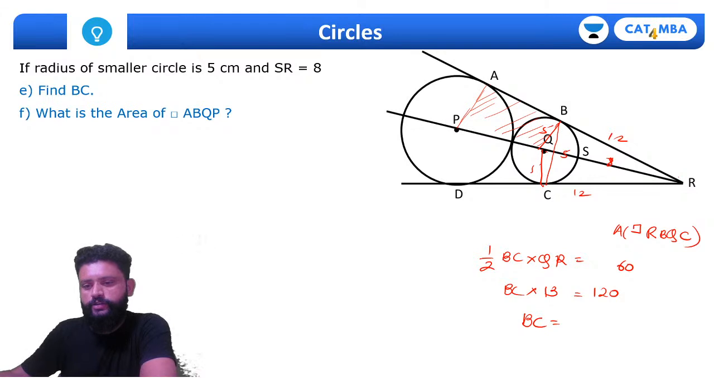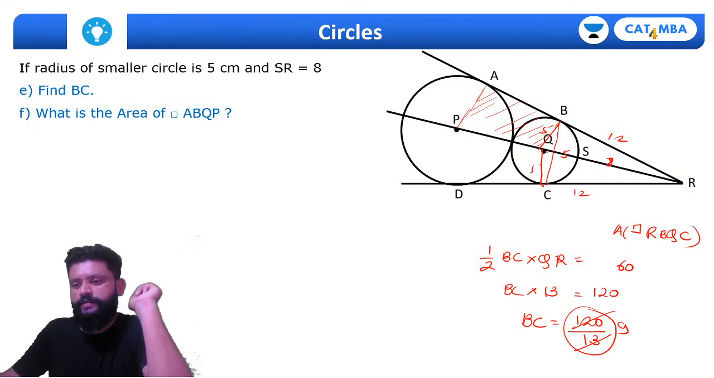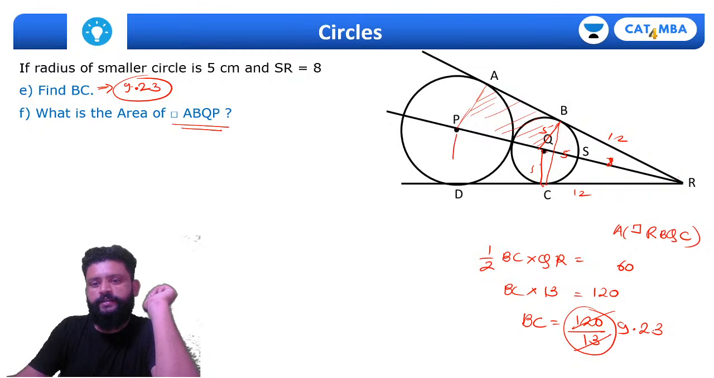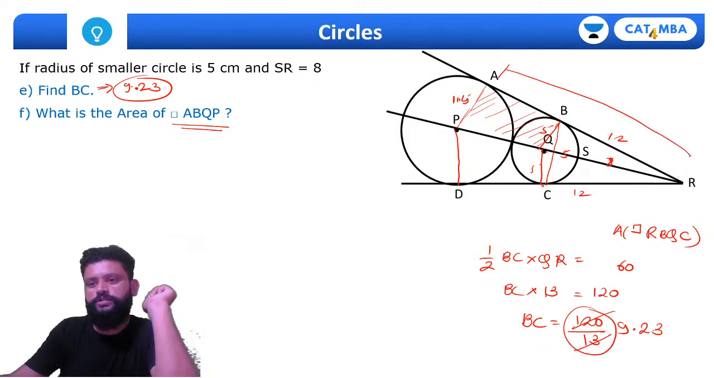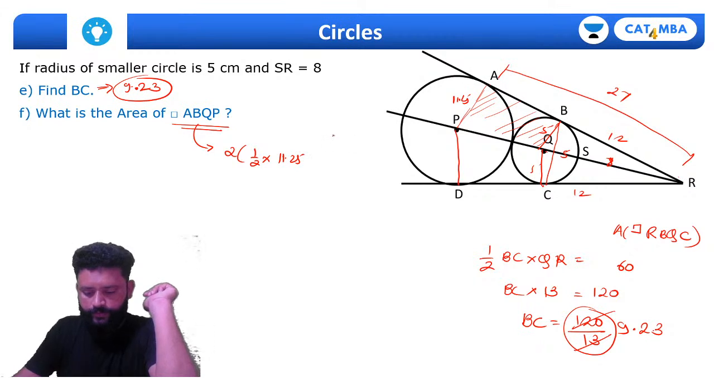Again this is in point, these two values are coming in point. 120 divided by 13 is close to 9. 13 9s are 117.23, 9.23. And quadrilateral ABQP we had already calculated as 11.25, and this total was 27. So this is twice of half into base is 11.25.